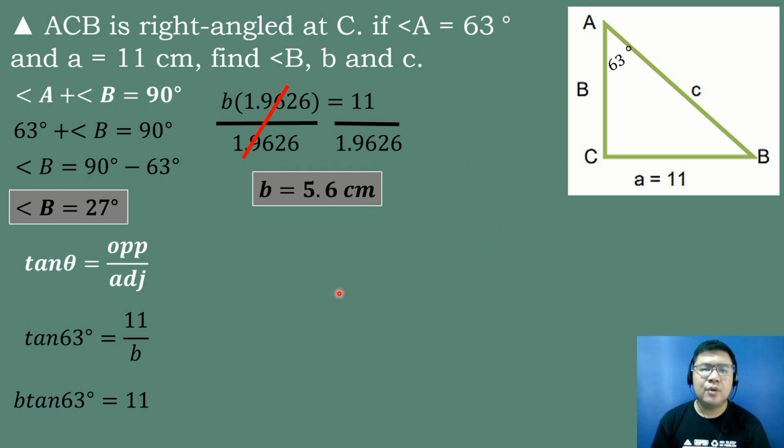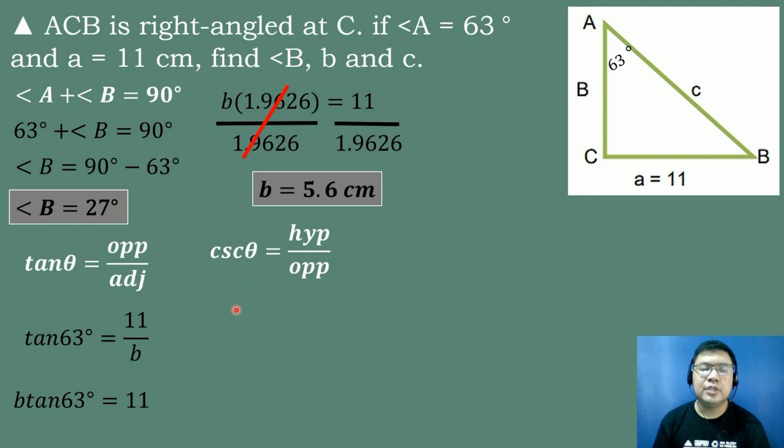Next, let's now compute for the measure of side C. So let's look at our given figure. So this is side C. So the given here is side A. So this is the given angle 63 degrees, and side A is the opposite side, and this one is the hypotenuse. So we can use the formula of cosecant or sine. So let's use the formula of cosecant. So the formula of cosecant is equal to hypotenuse over opposite.